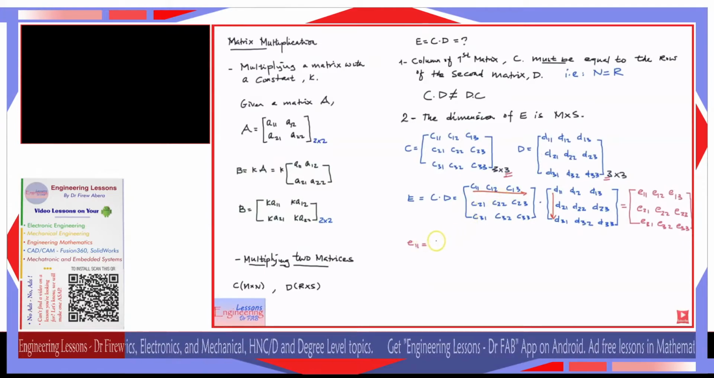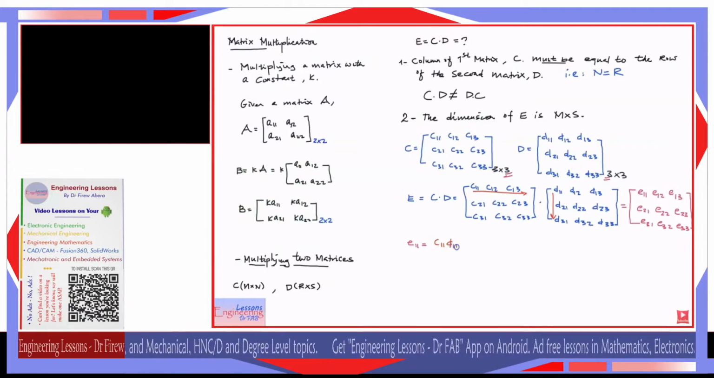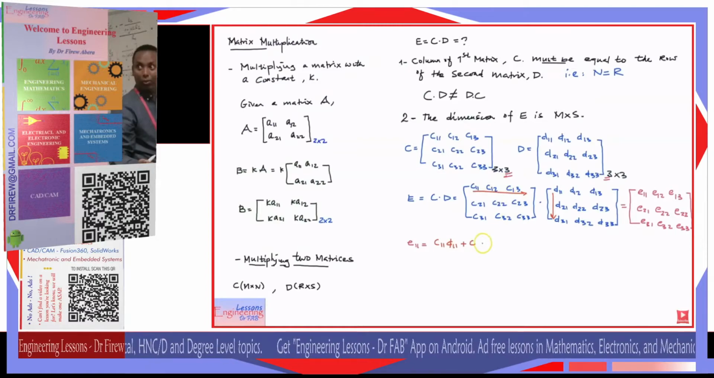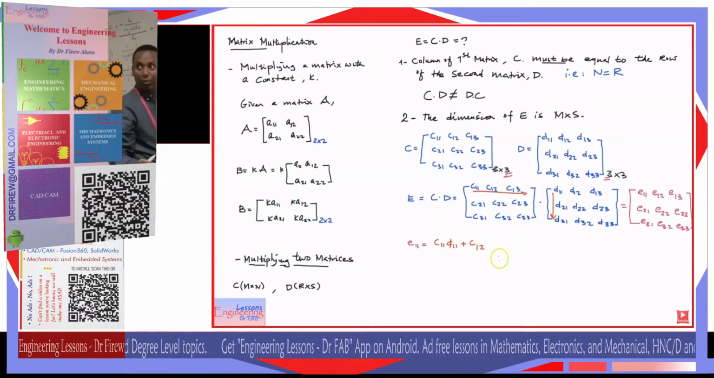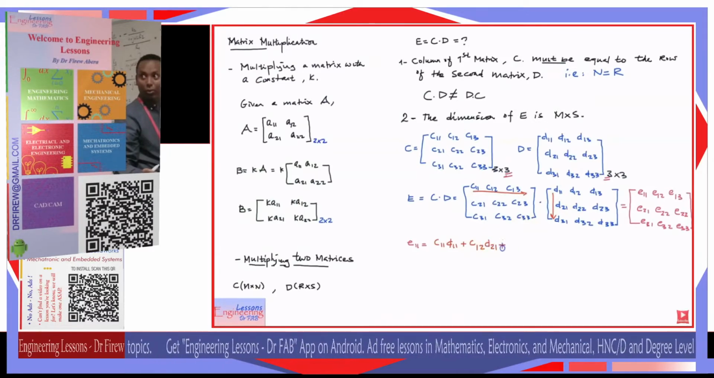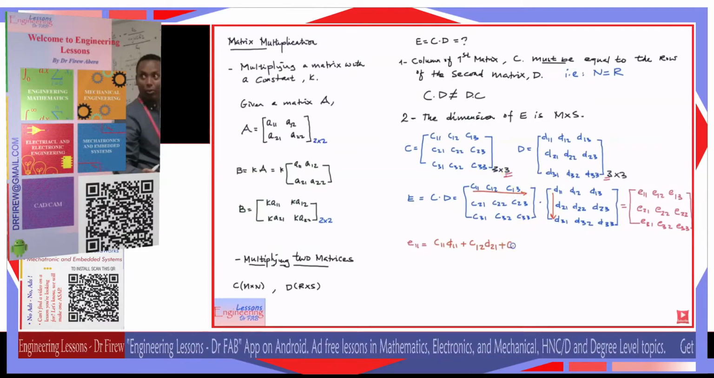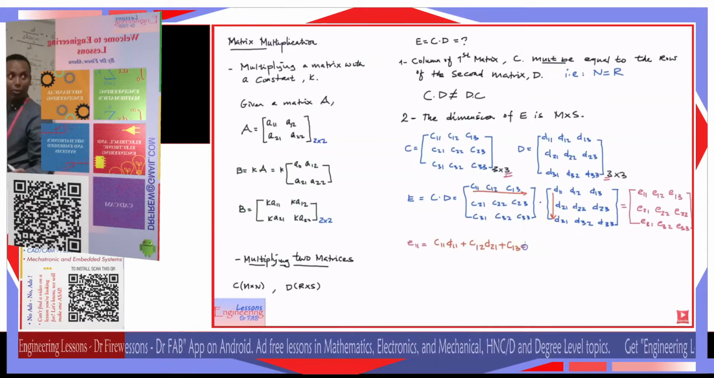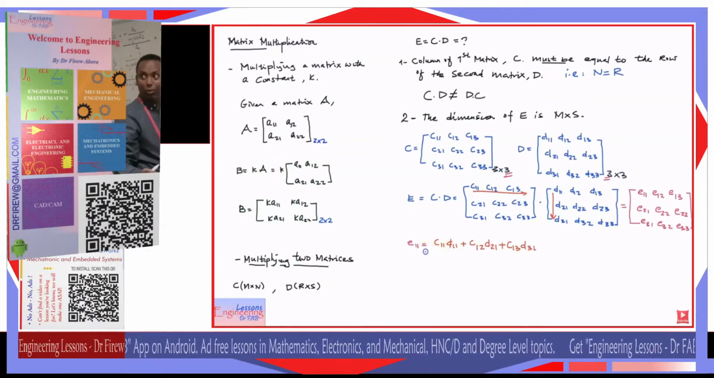This will go C11 times D11, plus C12 times D21, plus, we still have one more, C13 times D31. Okay, now we continue like this, right?